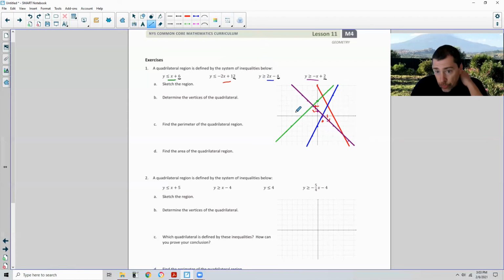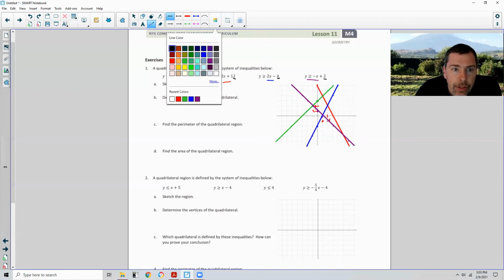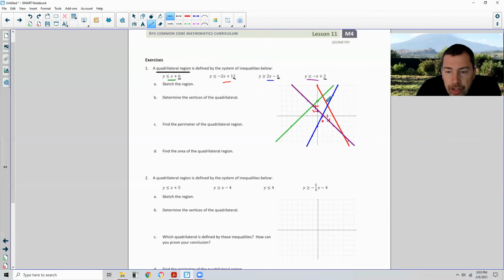So those are the four regions. Then I'll do in black the quadrilateral region that we define from this. We're going to be below the green line, below the red, above the purple, and above the blue because of the greater than, less than, less than. So the actual quadrilateral we're talking about is right here.